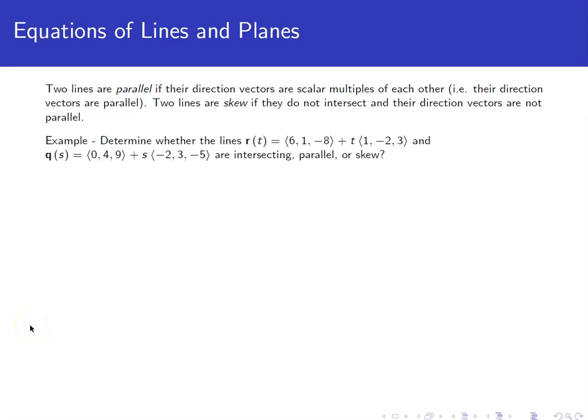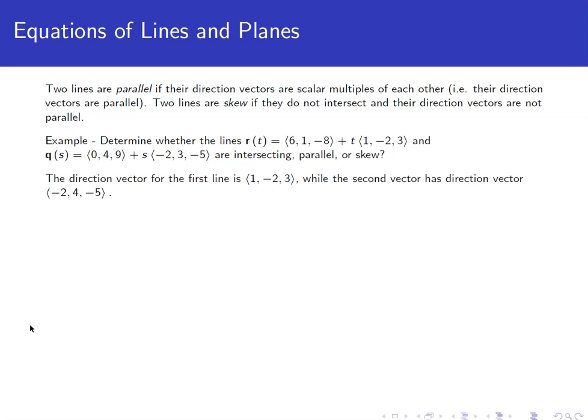So here's an example that asks us to determine whether or not the 2 lines r of t equals 6, 1, negative 8 plus t times 1, negative 2, 3, and another line, which is q of s, equals 0, 4, 9 plus s times negative 2, 3, negative 5, are intersecting lines, parallel lines, or skew lines.